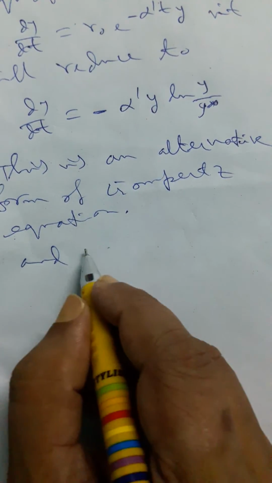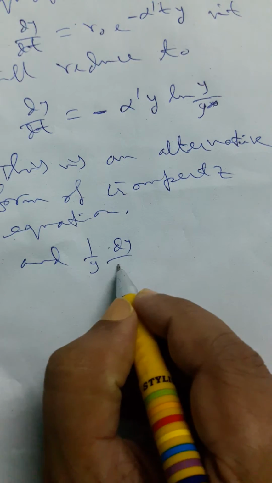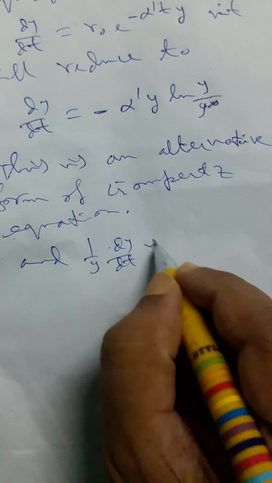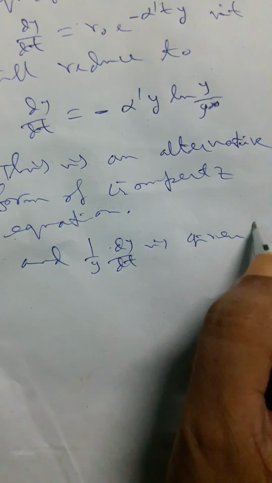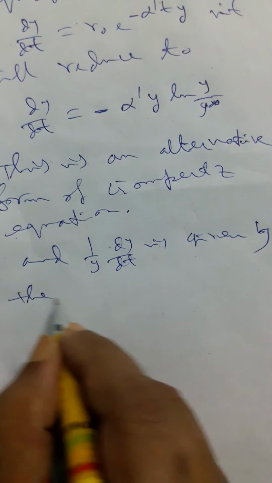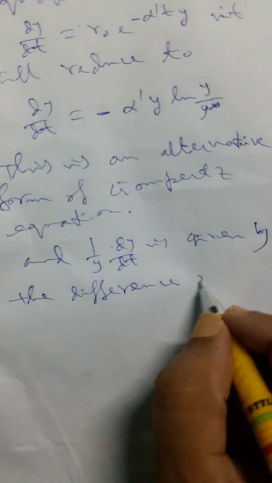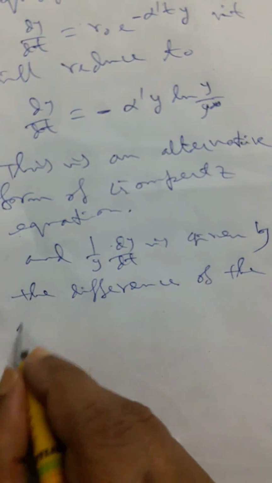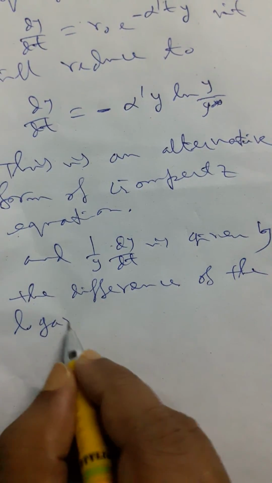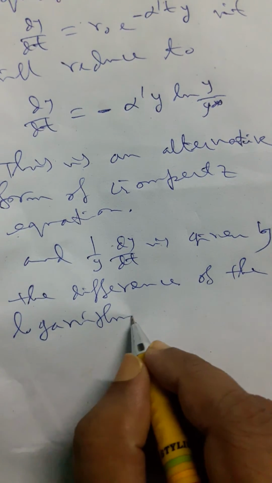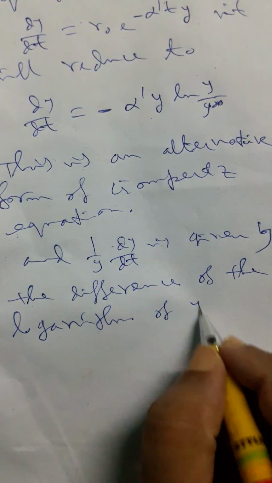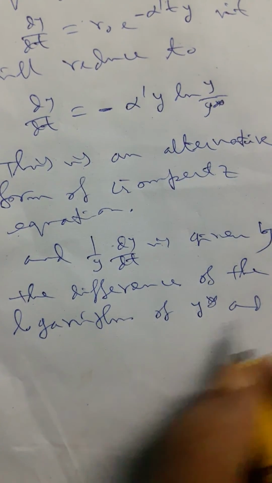And (1/y) dy/dt is given by the difference of the logarithms of y star and y.